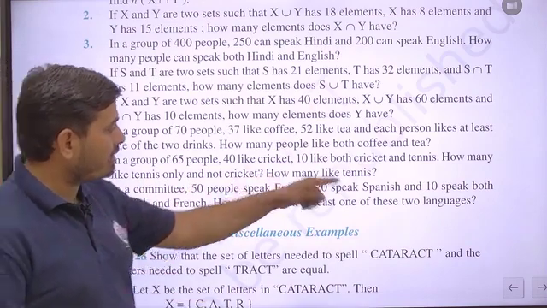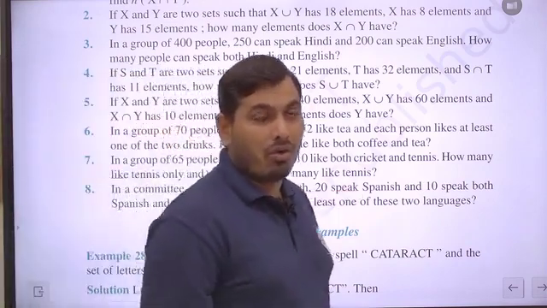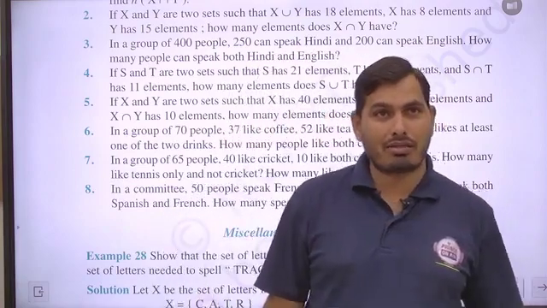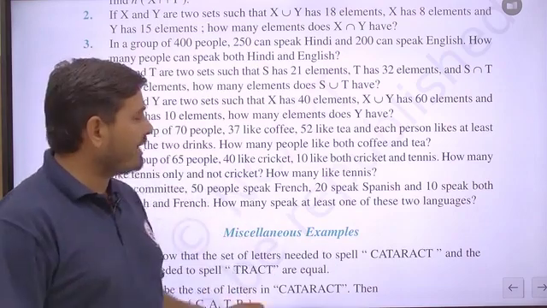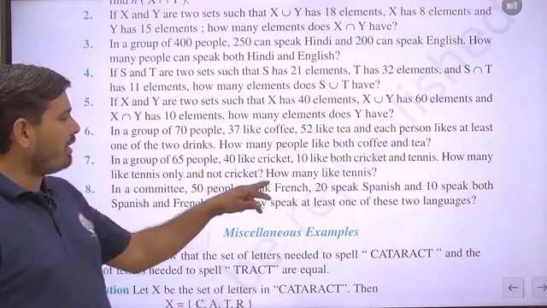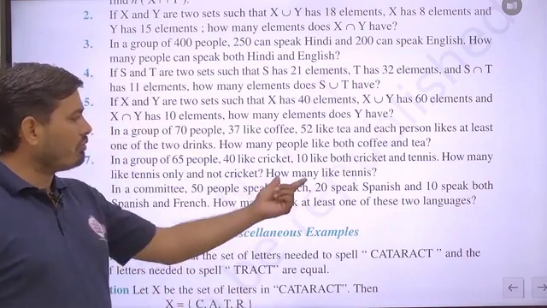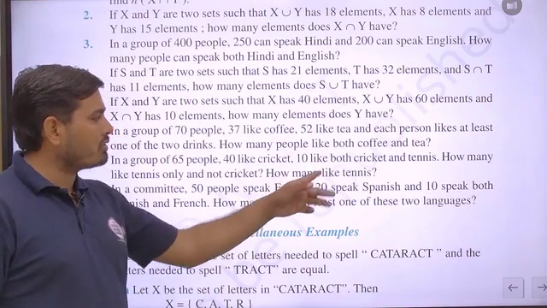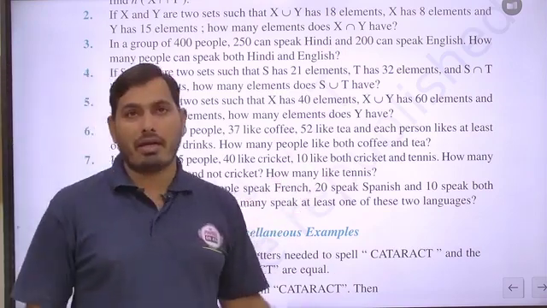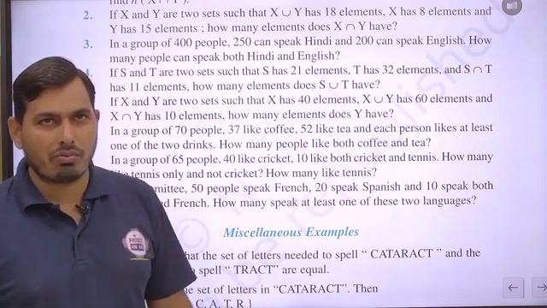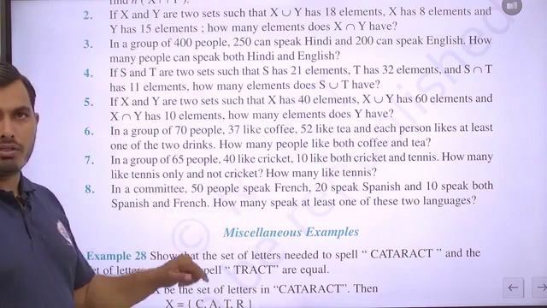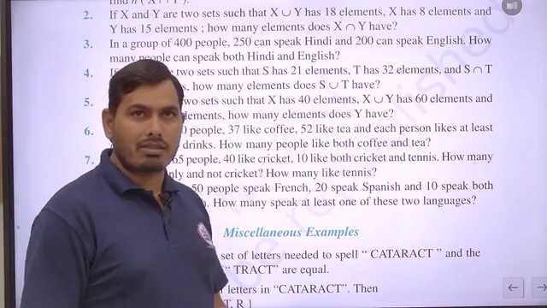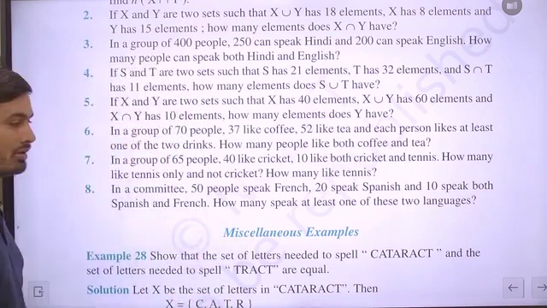How many like tennis? There are two questions. Only tennis, this question is asked here. We have to find the number of persons who like tennis only, not cricket. And generally we have to find the answer of this question also: how many like tennis, the total number of tennis players. Is it to be clear? So in a group, the total number of persons is 65, out of which 40 like cricket and 10 like both cricket and tennis. Is it to be clear?